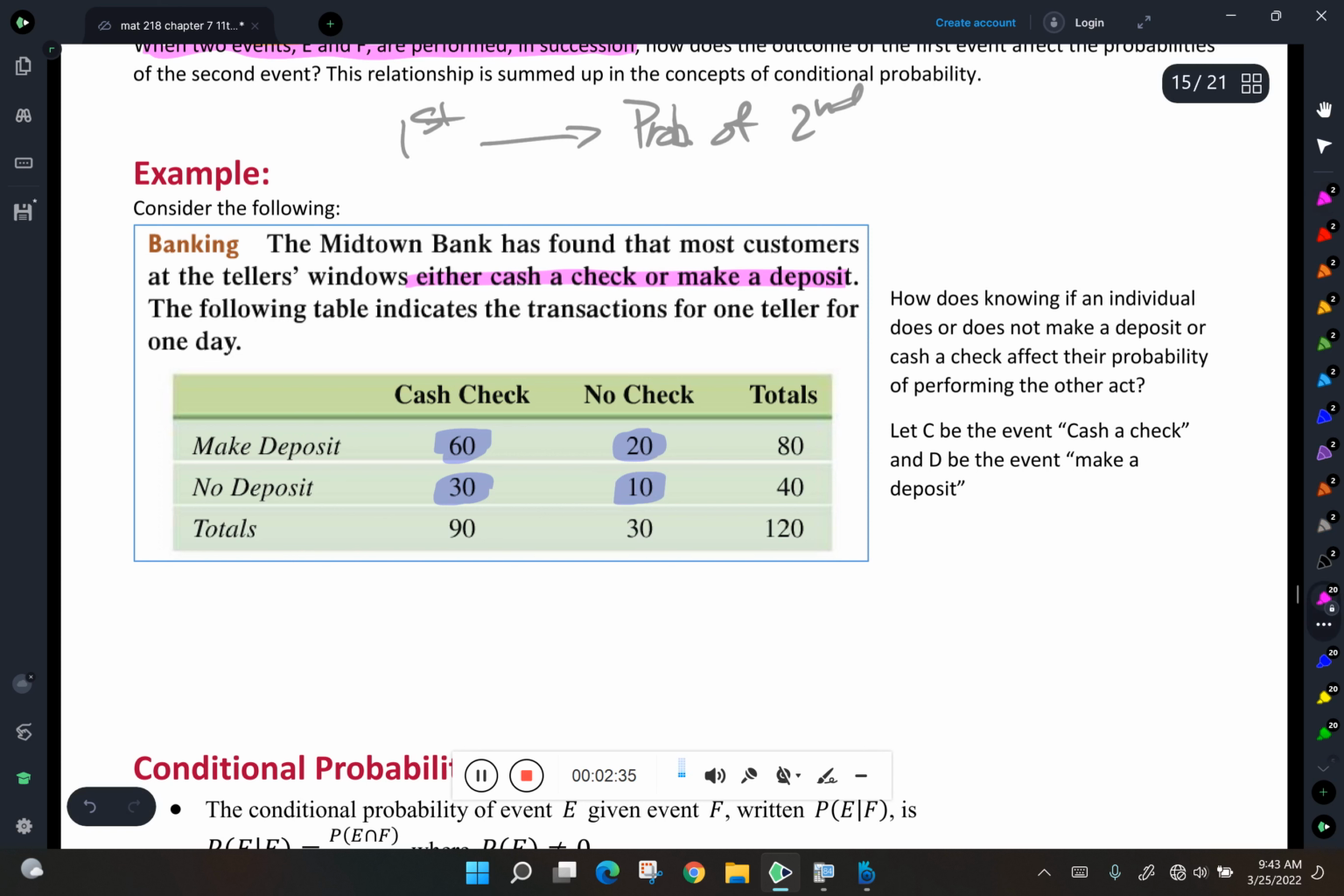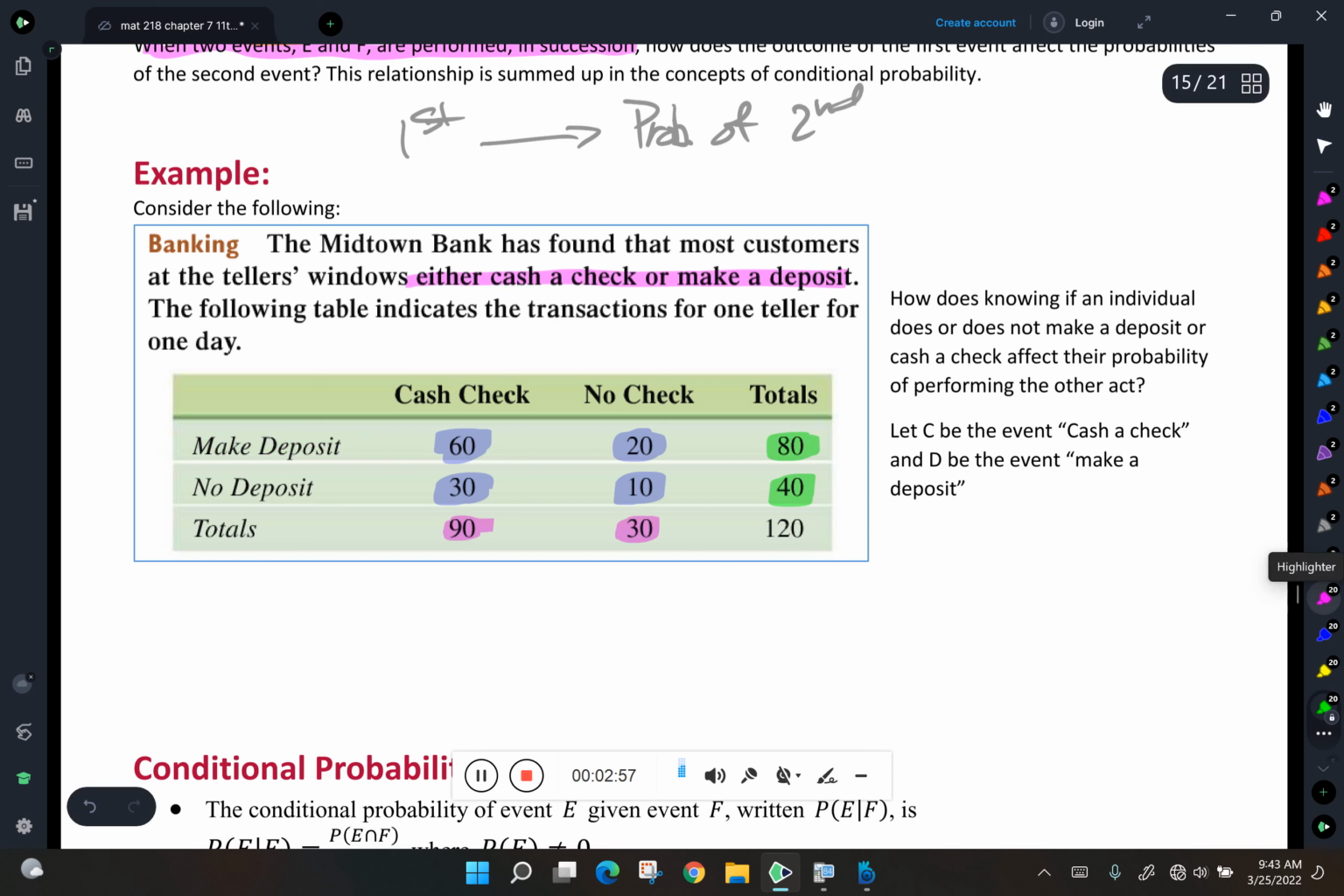The table also has some values down here, this 90 and this 30. Those are the totals for the people who cash checks. So there are 90 people who cash checks, and who didn't cash checks, that's 30. They also have some sums over here on the right, an 80 and a 40. That 80 would be the total number of people who made a deposit, and the 40 would be the total number of people who didn't make a deposit.